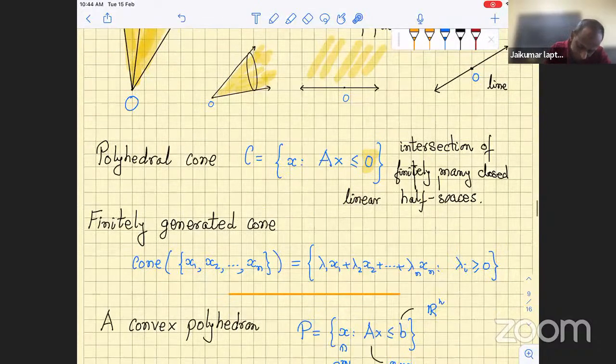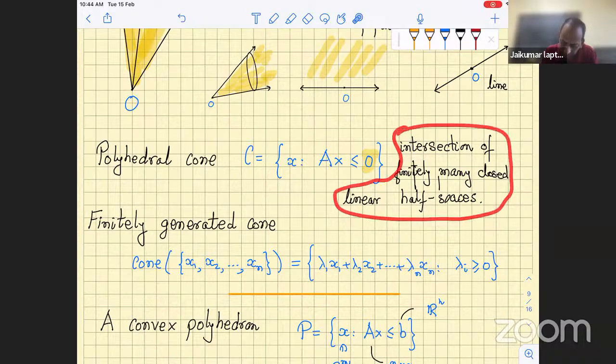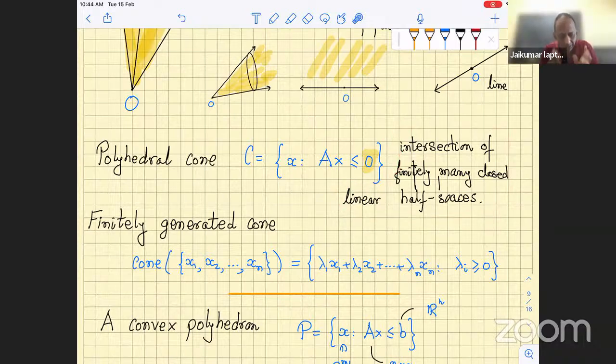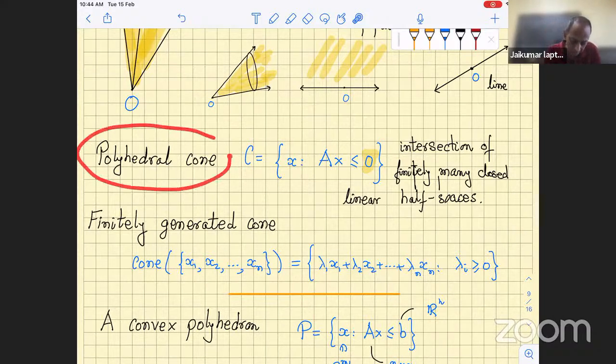Now we'll be talking about polyhedral cones. Look at all those points which satisfy Ax ≤ b. Ax ≤ b is a set of closed half spaces, and you are taking the intersection of some finitely many closed half spaces. Such an object is called a polyhedral cone. Is this clear? A cone which has been generated by some half spaces is called a polyhedral cone.